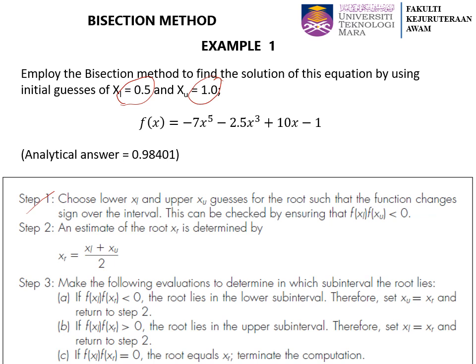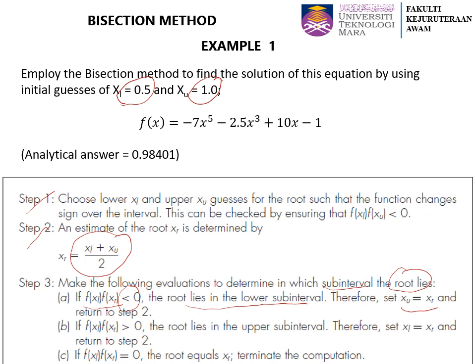Step number 2, we need to estimate the root XR value by having this equation: XL plus XU divided by 2. Step number 3, we need to determine whether the root lies in the lower subinterval or upper subinterval by checking the multiplication of fxl and fxr. If the multiplication of the function is less than 0, the root lies in the lower subinterval, so we remain XL in the next iteration, while the XU needs to be equal to XR.